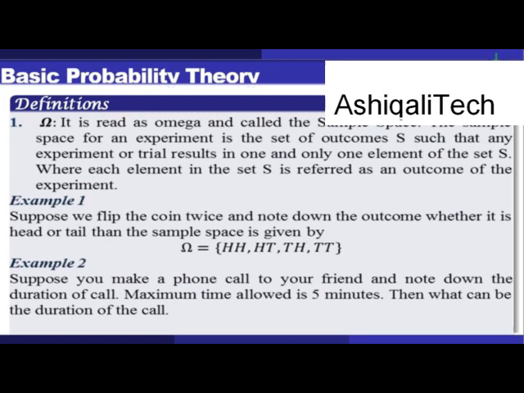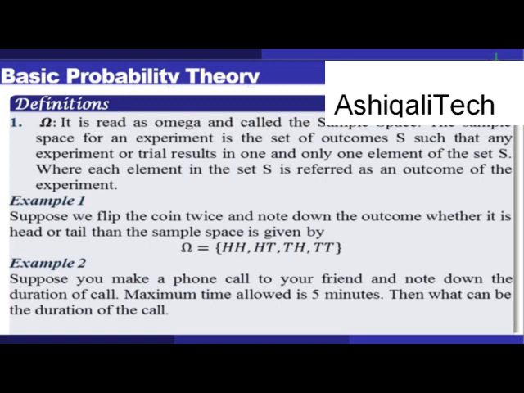Suppose we flip a coin twice and note down the outcome, whether it is a head or tail. Then the sample space will be given by omega and it consists of head-head, head-tail, tail-head and both tails. So in this sample space we have 4 events.